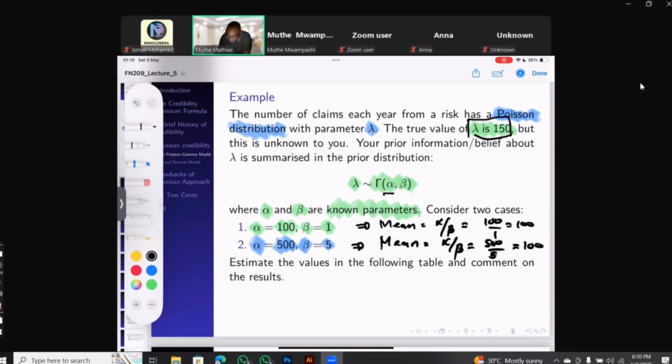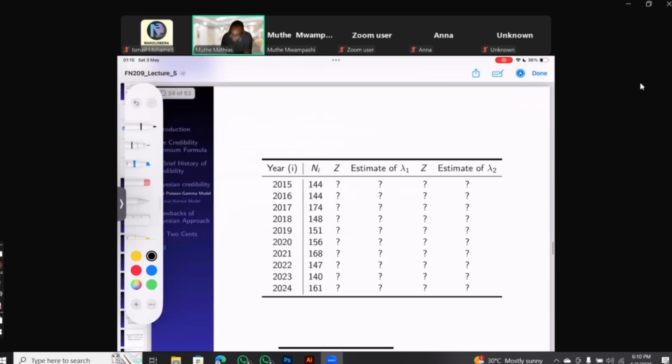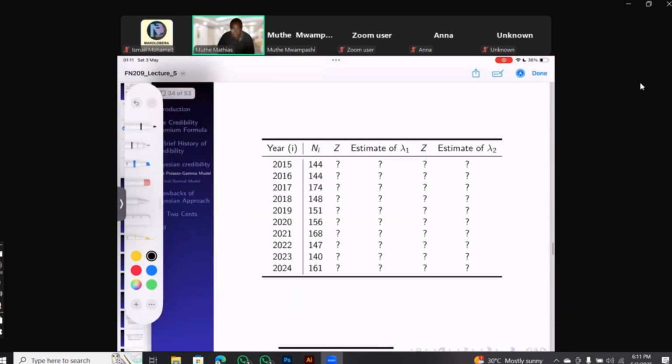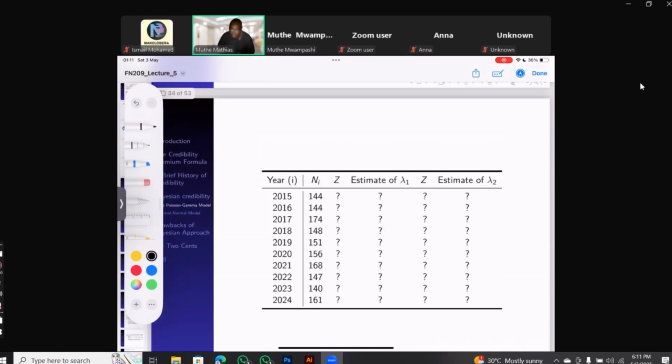Okay, so now let us move to the question here. Estimate the value in the following table and comment on the results, right? I will estimate a few for you, and then you will try to finish this on your own.